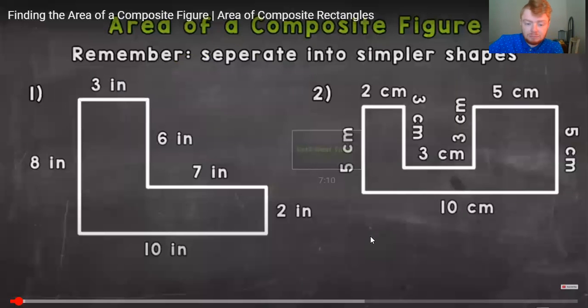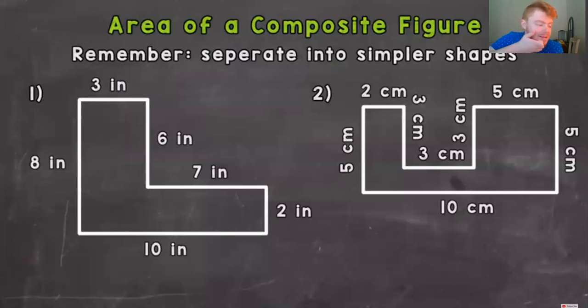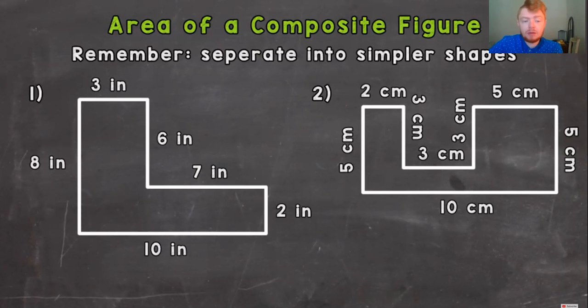In this video, we're going to talk about how to find the area of a composite figure. On your screen, we have number 1 and number 2, and those are both examples of composite figures. In order to find the area of these, we need to separate them into simpler shapes that we know how to find the area of. That way, we can find the area of the simpler shapes, add them together, and it will give us the area of the whole composite figure. Let's jump right into number 1 and see exactly what I mean by that.